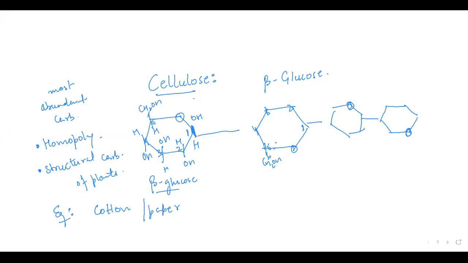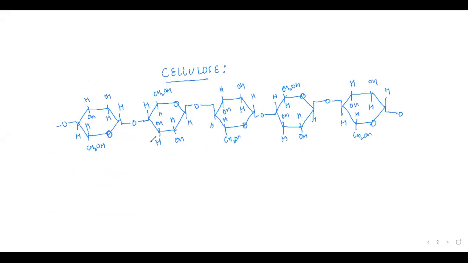Now, let me show you the structure for this. Here, can you see? This is our beta glucose. Again beta glucose, again beta glucose, and so on. This is an upright one, and this one is the inverted glucose. In the inverted glucose, the numbering will start from here: 1, 2, 3, 4, 5, and 6. Whereas in the upright one, the numbering starts like this: 1, 2, 3, 4, 5, and 6.